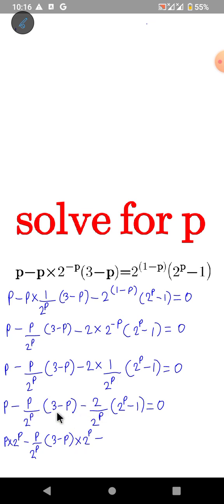Then minus, as this minus. Now I've multiplied this by 2 raised to the power of P. Then we have 2 all over 2 raised to the power of P. Then open my bracket, 2 raised to the power of P minus 1. Then multiplied by 2 raised to the power of P also, all equal to 0, multiplied by 2 raised to the power of P. Okay, now we continue.